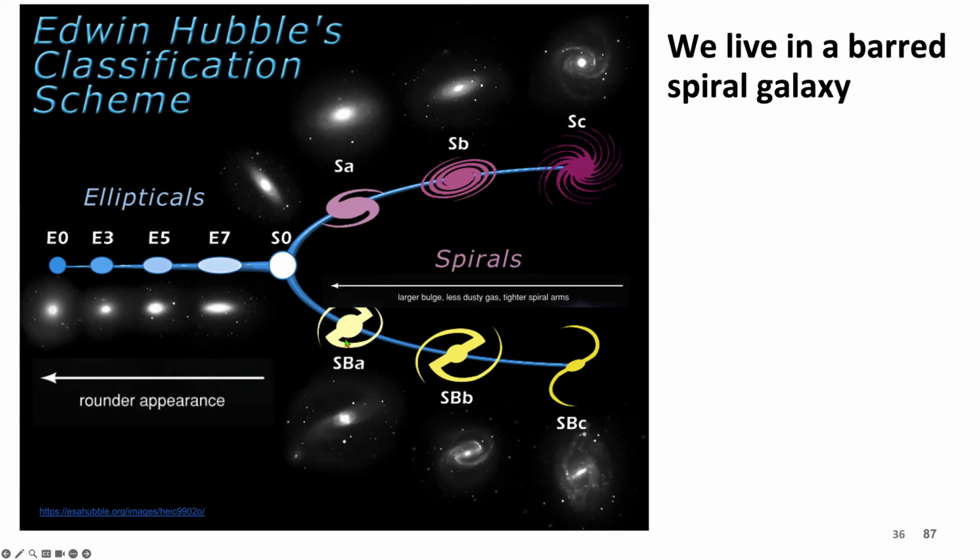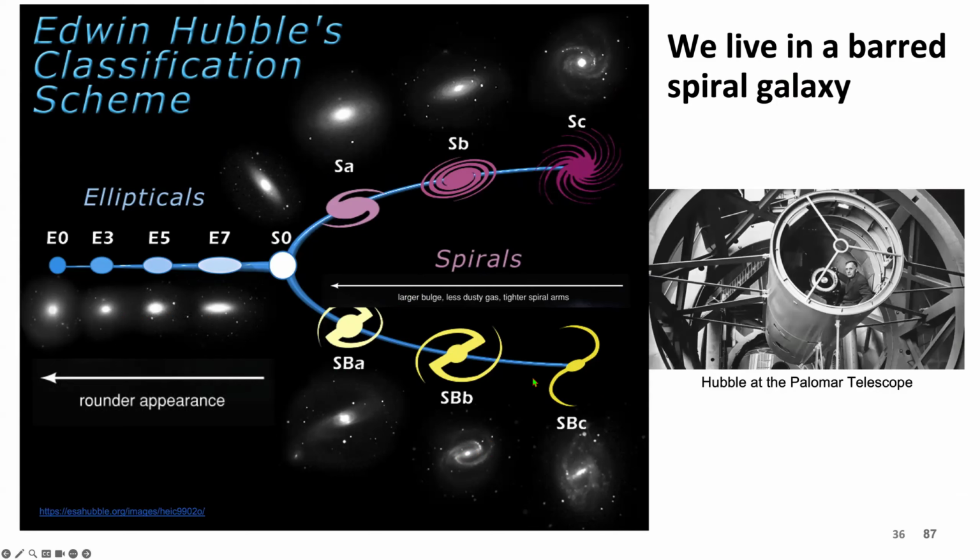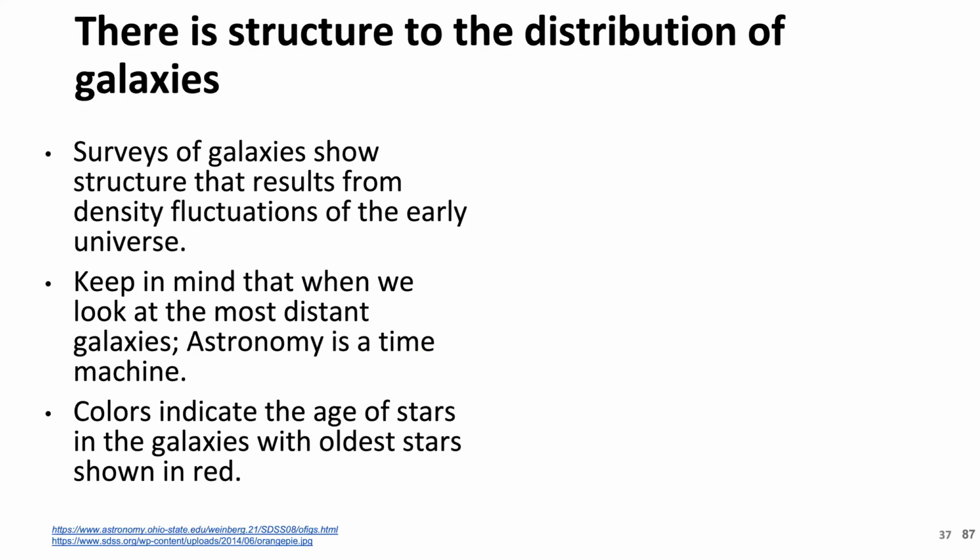And our galaxy has this feature. It's called a barred spiral, kind of like this. You can see a straight line there. So the structural classification of galaxies was started by Hubble. Here he is working on one of his telescopes, the one on Palomar.